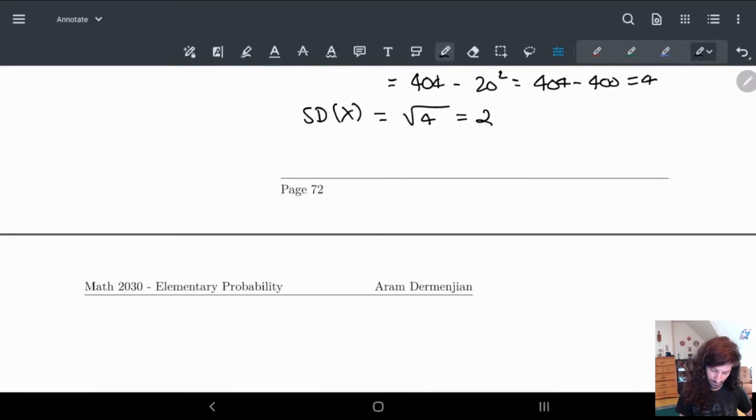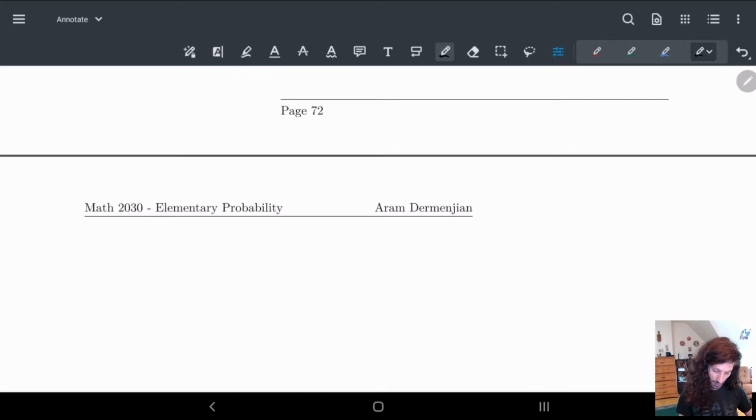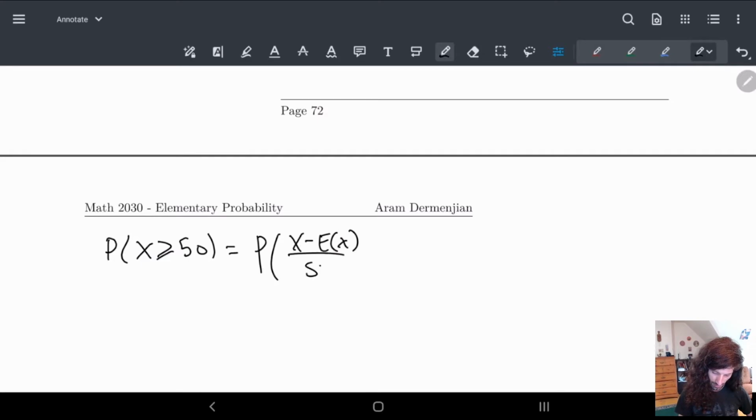Nice and easy. Now let's calculate the probability that a transaction is greater than or equal to 50. Here we're going to use a very similar thing as before: we standardize. To standardize, we add and subtract the expected value. So we have x minus E of x over SD of x is greater than or equal to 50 minus E of x over SD of x.